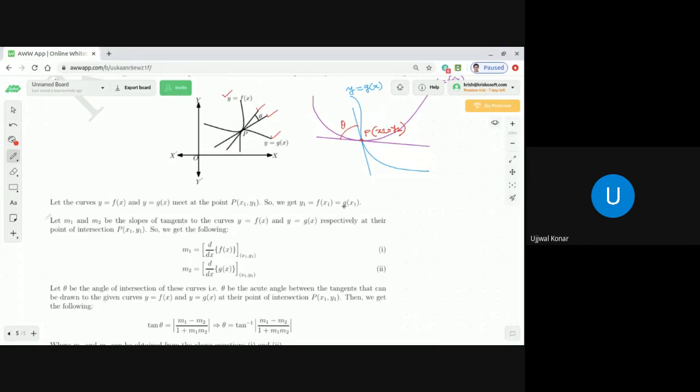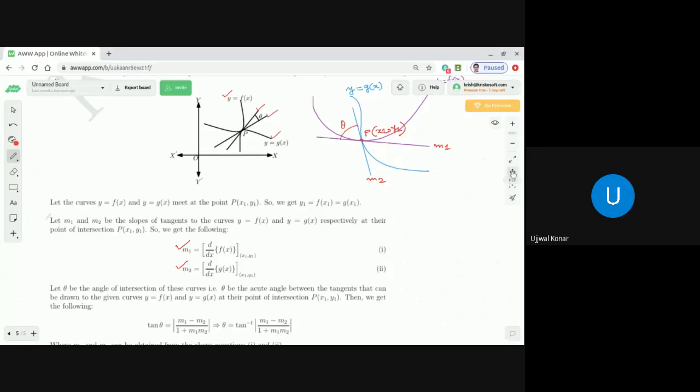Let m1 and m2 be the slopes of the tangents to the curves y equal to f(x) and y equal to g(x) respectively at their point of intersection. That means the slope of the purple line is m1, and the slope of the blue line is m2. Then we can find m1 with the help of differential calculus. It is nothing but the value of dy/dx, that is d/dx of f(x) at the point (x1, y1). That is the way we found the tangent and normal in the previous section. And m2 is d/dx of g(x) at the point (x1, y1).